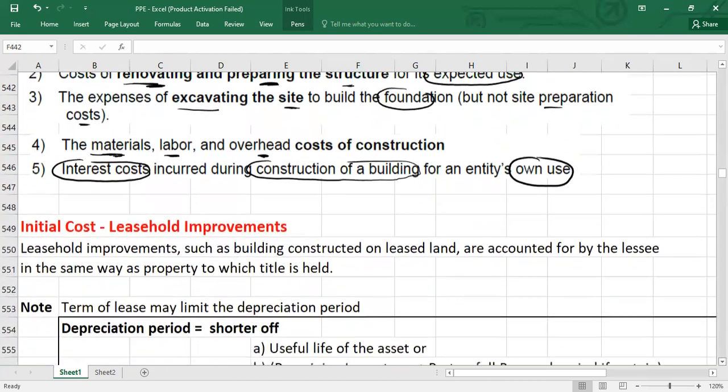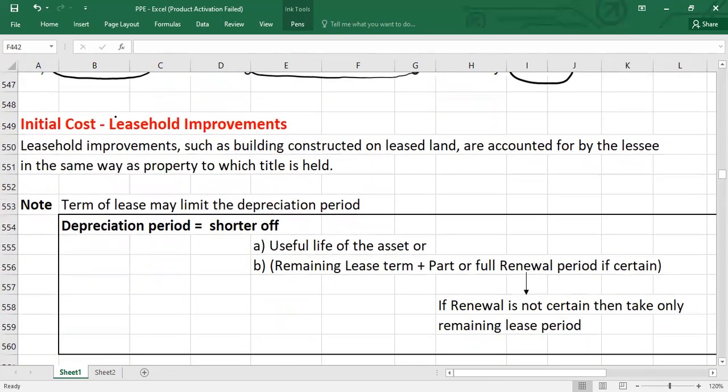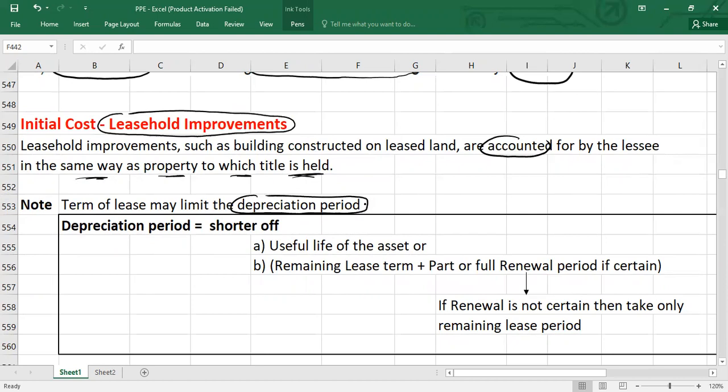So here we have the initial cost for leasehold improvements. Now, leasehold improvement means, say, you have a piece of land on lease and you are going to construct a building on the leased land. That is called leasehold improvements. Leasehold improvements are accounted for by the lessee in the same way as property to which title is held. It is treated the same way as if you own the asset, but the problem always comes with the depreciation period. What should that depreciation period be? Because your lease period might be different from the asset life.